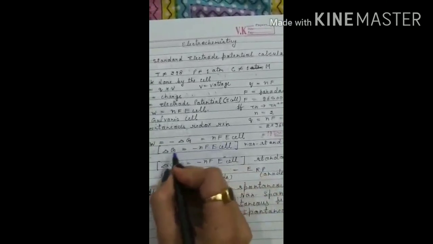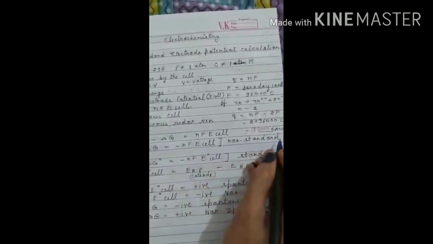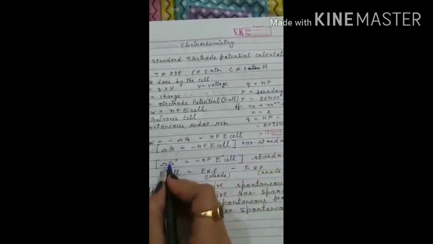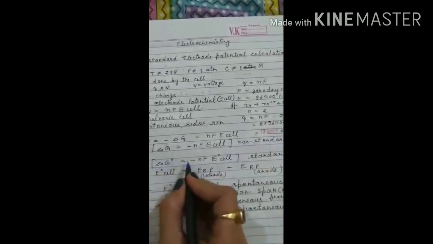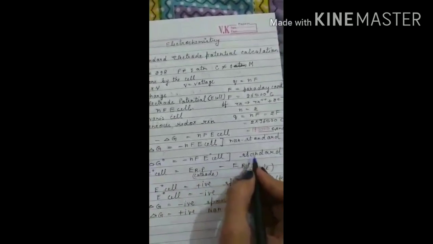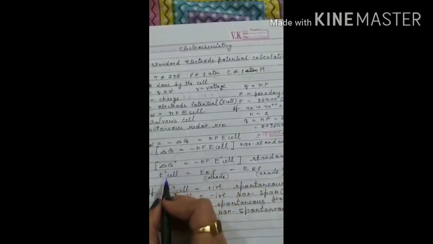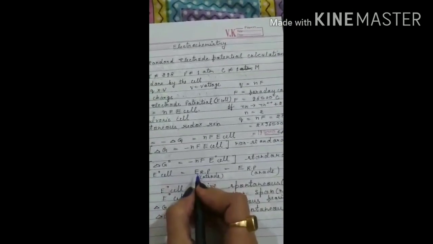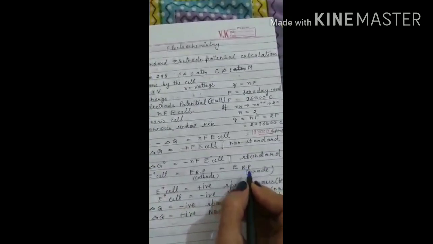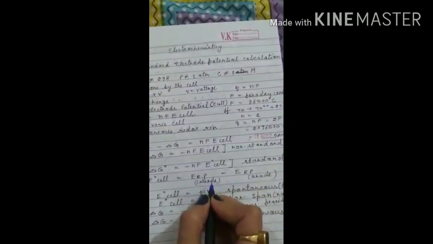So this formula is to be used to calculate ΔG in non-standard conditions. Whenever it is converted into standard condition, then that can be written ΔG° = -nFE°cell. This formula is to be used in standard condition. How will E°cell be calculated? This is calculated by subtracting the reduction potential of the anode from the reduction potential of the cathode.